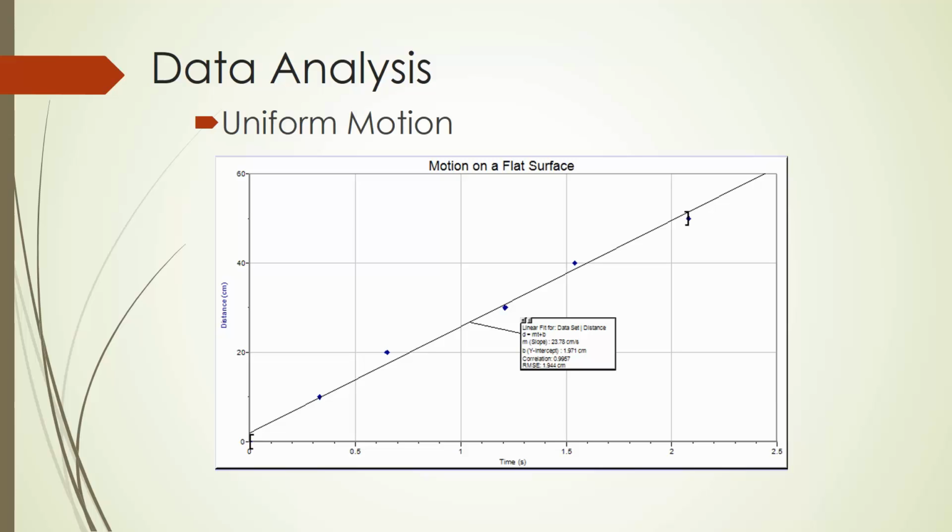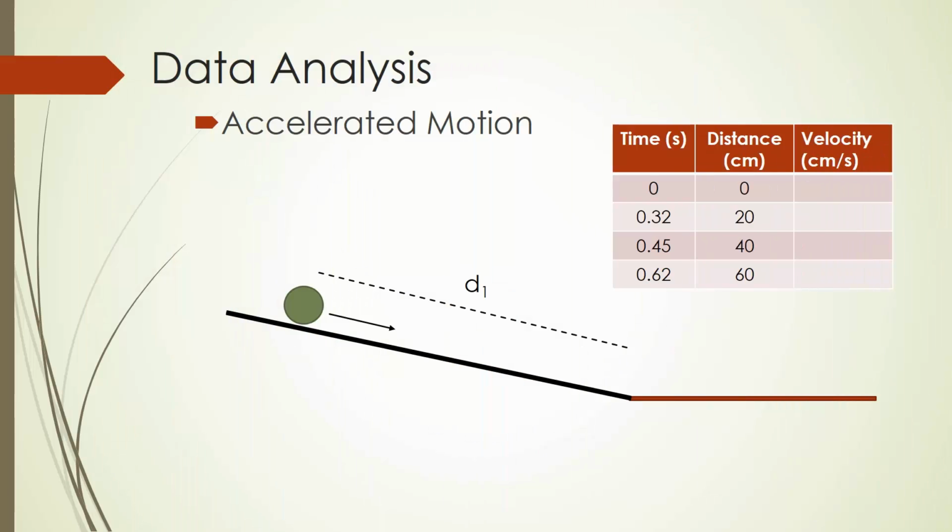If the motion of the ball on the flat surface is uniform, then a graph of position versus time should be a straight line, with the slope of the line the marble's constant speed. Accelerated motion will focus on the motion of the marble on the ramp.